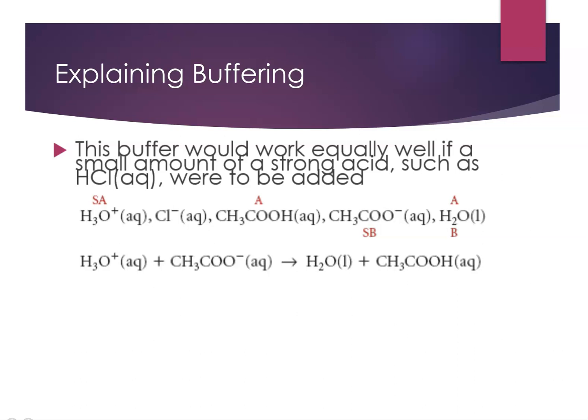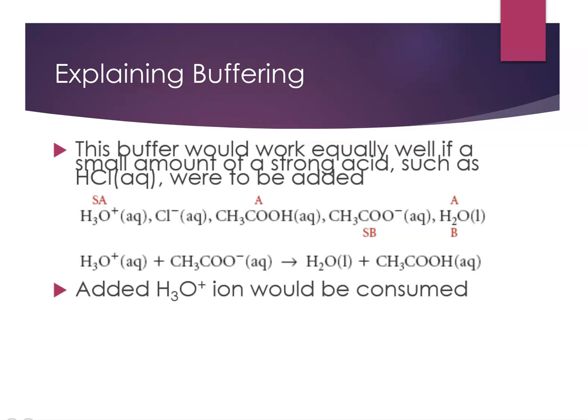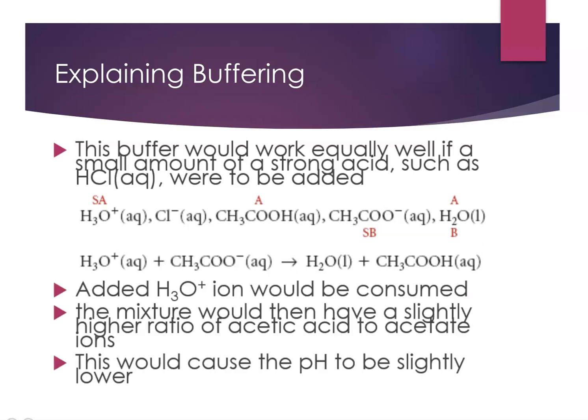Here, HCl is added to the acetic acid-acetate ion buffer. Entities are listed, and the strongest acid and base are identified. The addition of hydronium ions from HCl would result in a slightly higher ratio of acetic acid to acetate ions. The pH would lower, but not as much as if the HCl was added to water.